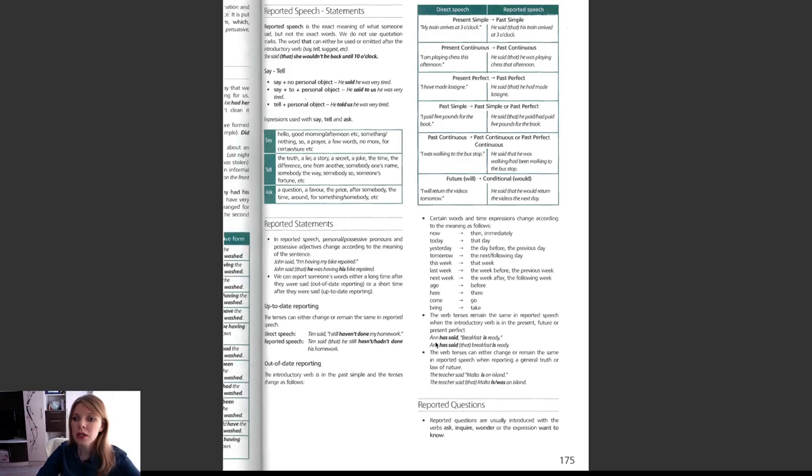So, if the predicate is сказуемое. If the predicate is in one of the present tenses, like Anne has said, this is present perfect, breakfast is ready. Anne has said that breakfast is ready. We do not make any changes. We leave the predicate in the subordinate clause the way it is.